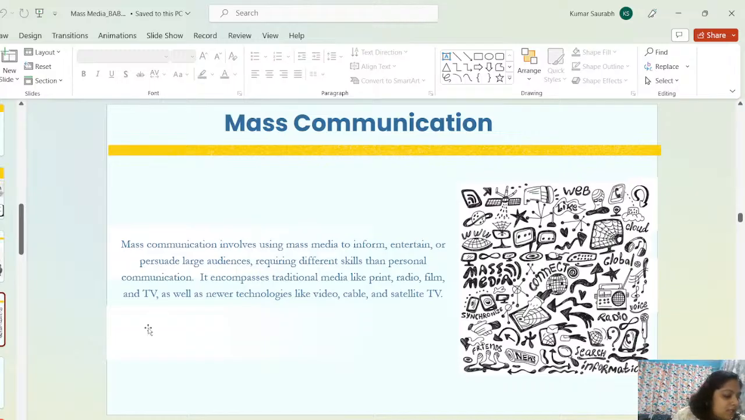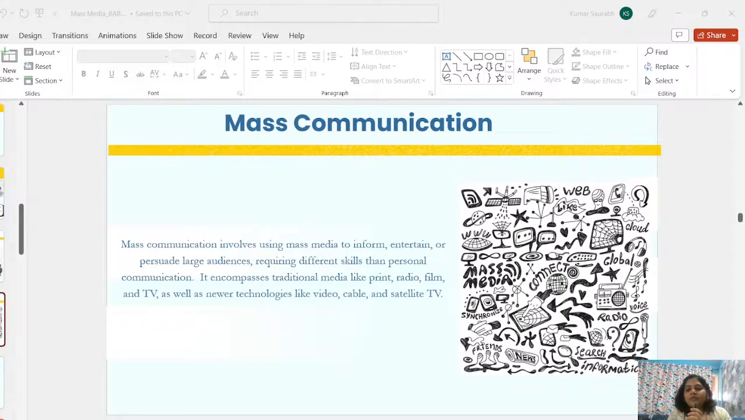Now let's come to mass communication. Again, very important. Now, mass communication, you can see that picture. Everything that involves using mass media to inform, entertain, or persuade a large audience, requiring different skills than personal communication. It encompasses traditional media. It could be print, it could be radio, it could be film, it could be TV, it could be any technologies like video, cable, satellite TV. Anything which falls under this category is mass communication.